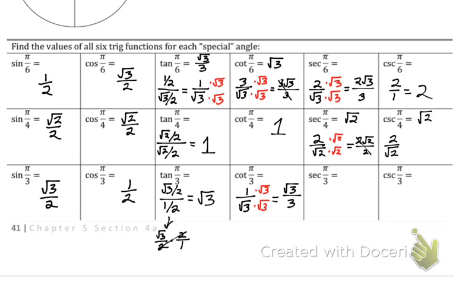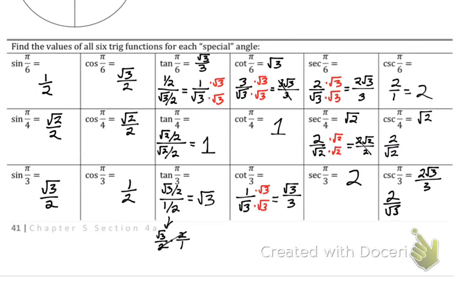Secant, we look at our cosine value. Cosine was 1 over 2, so this is 2 over 1, so it just equals 2. The other one is 2 over square root of 3, because that's our sine. Multiply top and bottom by square root of 3, and we're going to come out to 2 square root of 3 over 3.